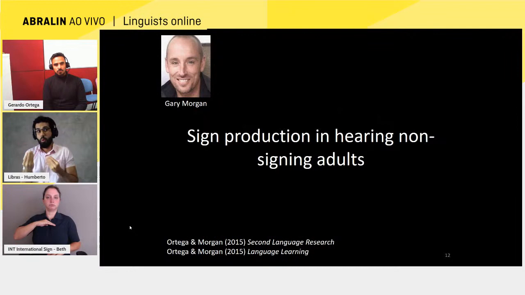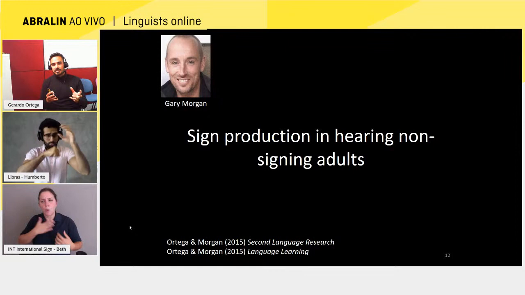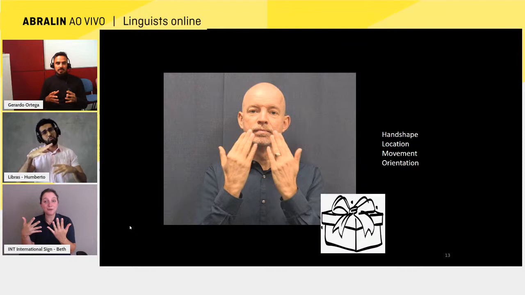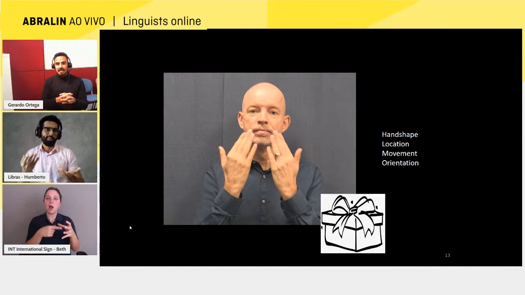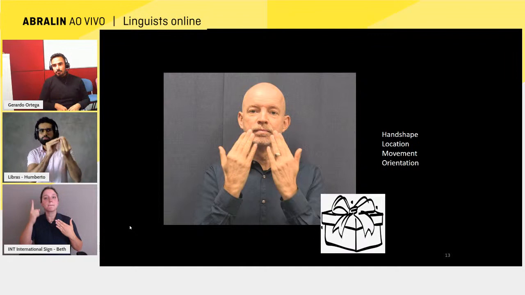The first study that I'm going to be talking about was carried out in collaboration with Gary Morgan and the Deafness Cognition and Language Research Centre in London. In this study, we were interested in investigating how hearing people learn the different constituents of signs and whether iconicity played any role. For those in the audience who are not familiar with sign language linguistics, it's important to know that signs have internal structure and they have meaningless constituents that, when combined together, create meaningful signs. So for the case of present in Sign Language of the Netherlands, it has a specific hand configuration, a location, a specific movement, and an orientation. All of these constituents are really important during sign language learning.